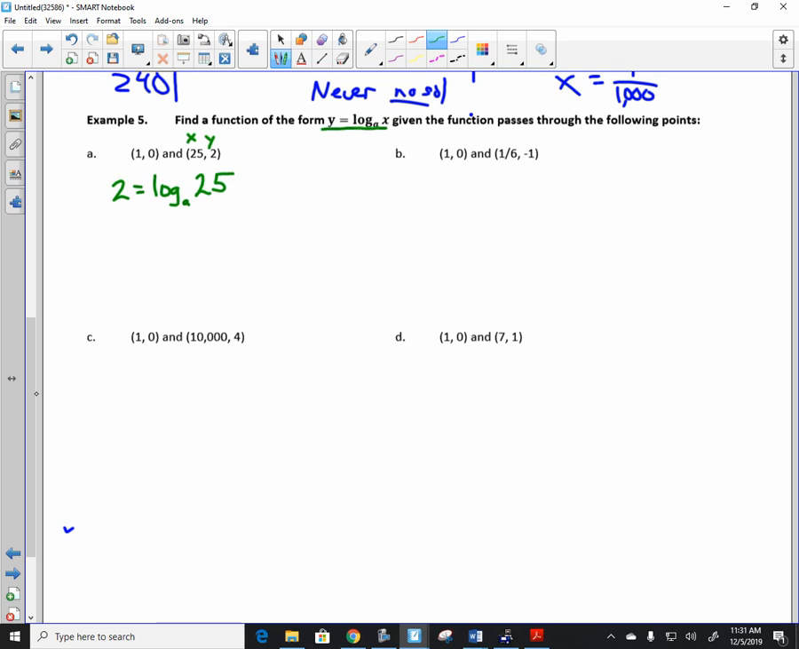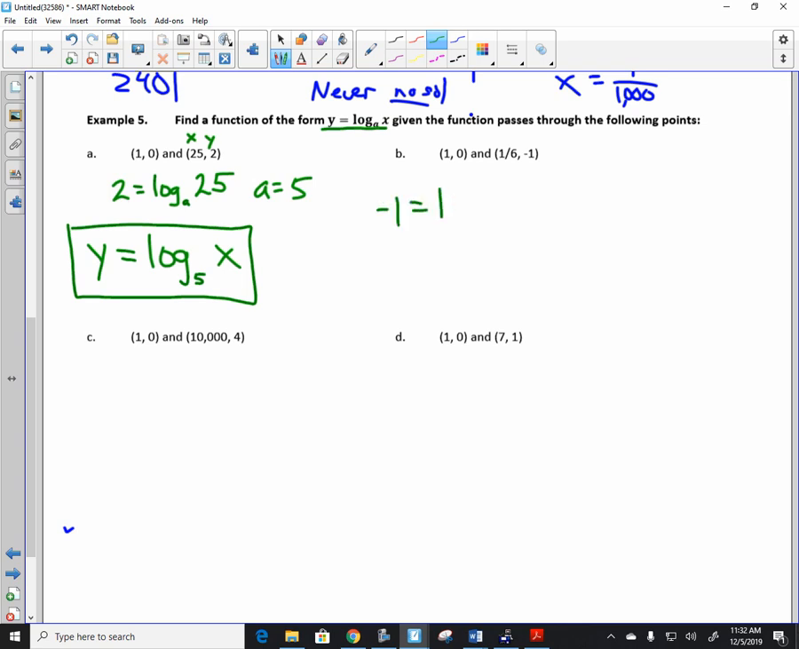So anybody know what a would be in this situation? A is 5. If you write a is 5, you don't get the points on the test, because you need to write the actual function. The function is y is equal to log base 5 of x. That's my function. Negative 1 is equal to log base a of 1/6. What number do you take to the negative 1 to get 1/6? 6. So therefore a is 6. So my function is y is equal to log base 6 of x.